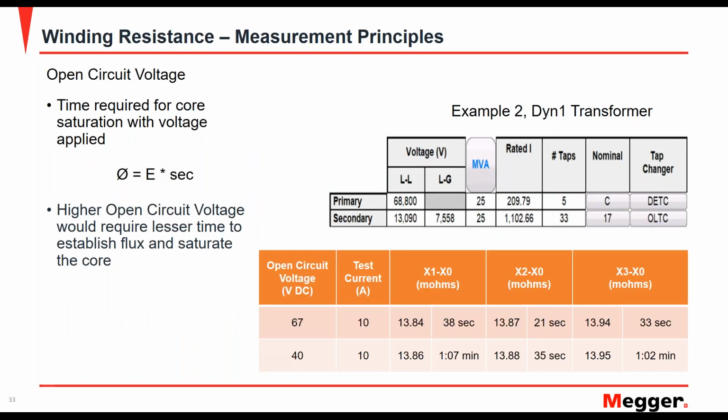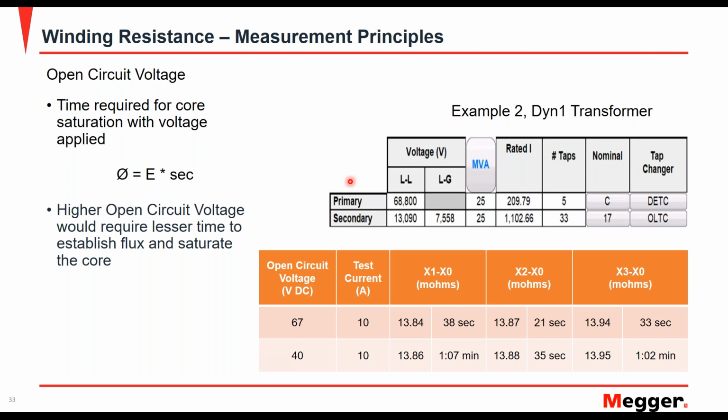The second factor that we discussed was the open circuit voltage. We defined that the flux that's needed to be established in the transformer core is a function of the voltage applied and the time for which the voltage is applied. So you can see here, phi is defined as the product of voltage times the time for which the voltage is applied. So if you use a higher voltage applied to the core, for the same value of saturation flux, the time it'll take is going to be lesser. So the higher voltage you apply, the lesser time it'll take the core to saturate.